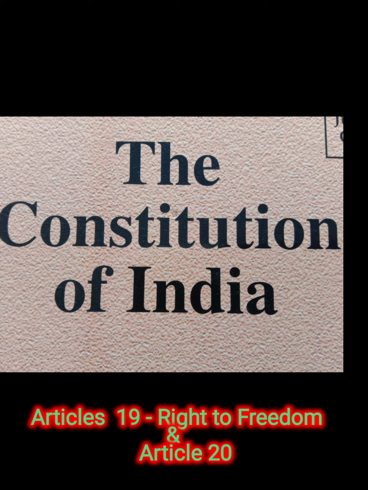peaceably and without arms, subclause C, to form associations or unions, subclause D, to move freely throughout the territory of India, subclause E, to reside and settle in any part of the territory of India, subclause G, to practice any profession or to carry on any occupation, trade or business.